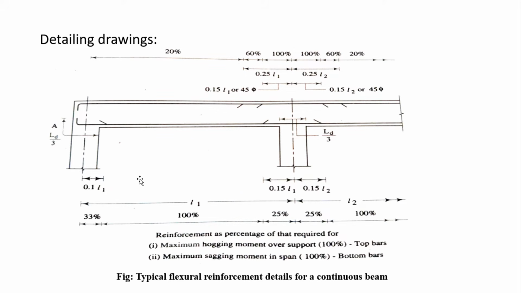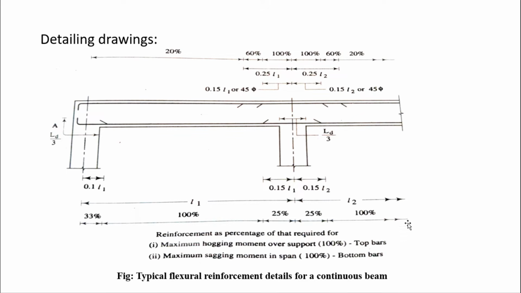The other 4 bars we can curtail, at a distance of 0.1 times the span of the beam. Similarly, if it is an internal support, then the curtailment distance will be 0.15 times the span of the beam.